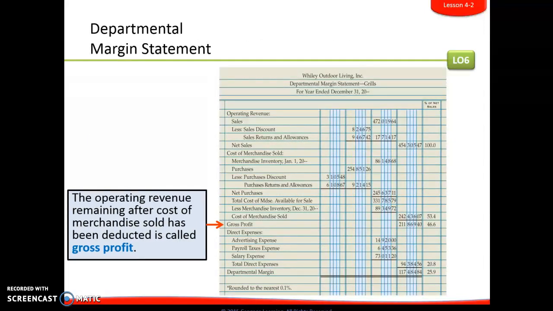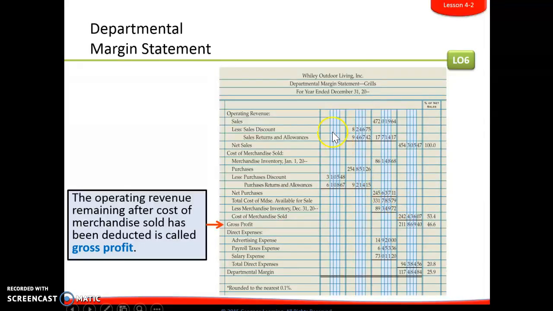So here they're showing us a departmental margin statement. We know that we're always going to have a heading, whatever statement that we're creating. So we answer who, what, and when. Here it says the operating revenue remaining after cost of merchandise sold has been deducted, and that is called our gross profit. So our gross profit is listed here.